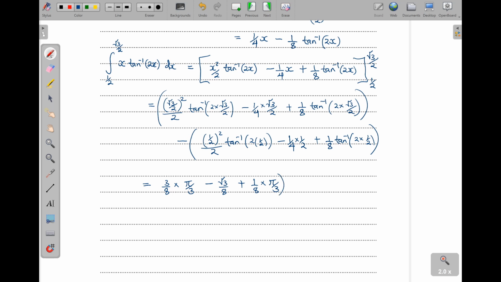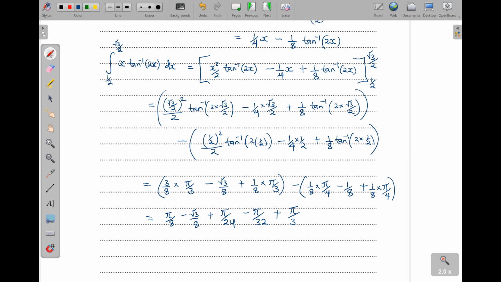So that is what we are having here. Then subtract, come down here. 1 over 4 divide by 2, you get 1 over 8. And then arctan, now let me just simplify this also. 2 times a half, that is 1. Arctan is 45 degrees, which is pi over 4. Then minus, this will be 1 over 8. And then there is also plus here. Then 1 over 8, then times pi over 4.